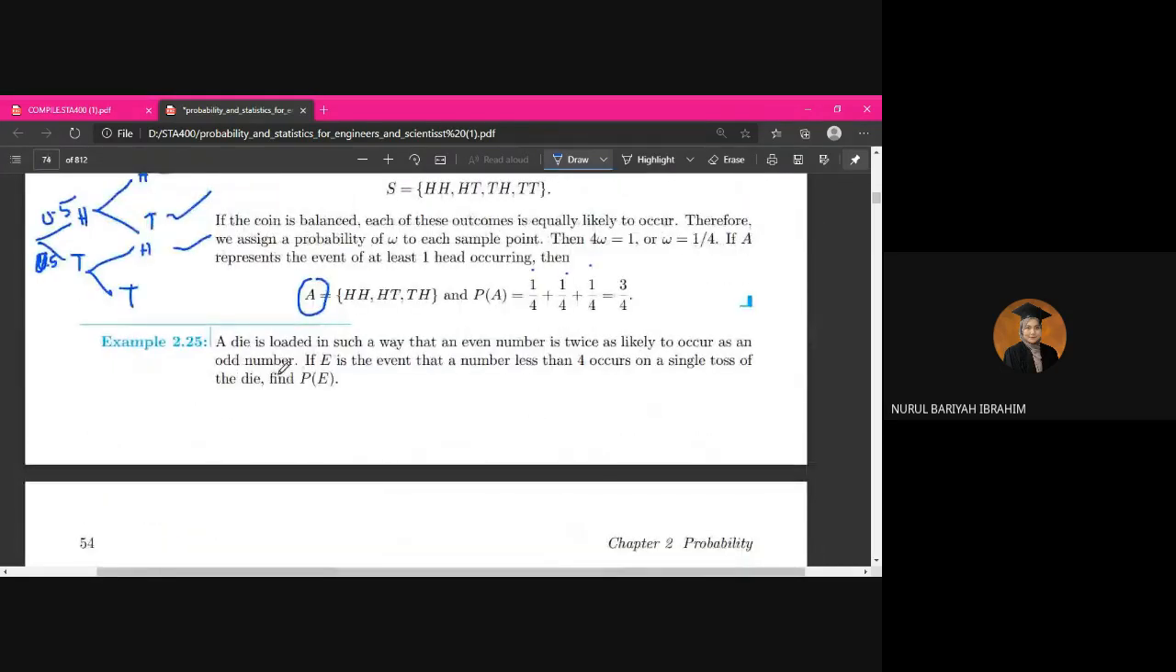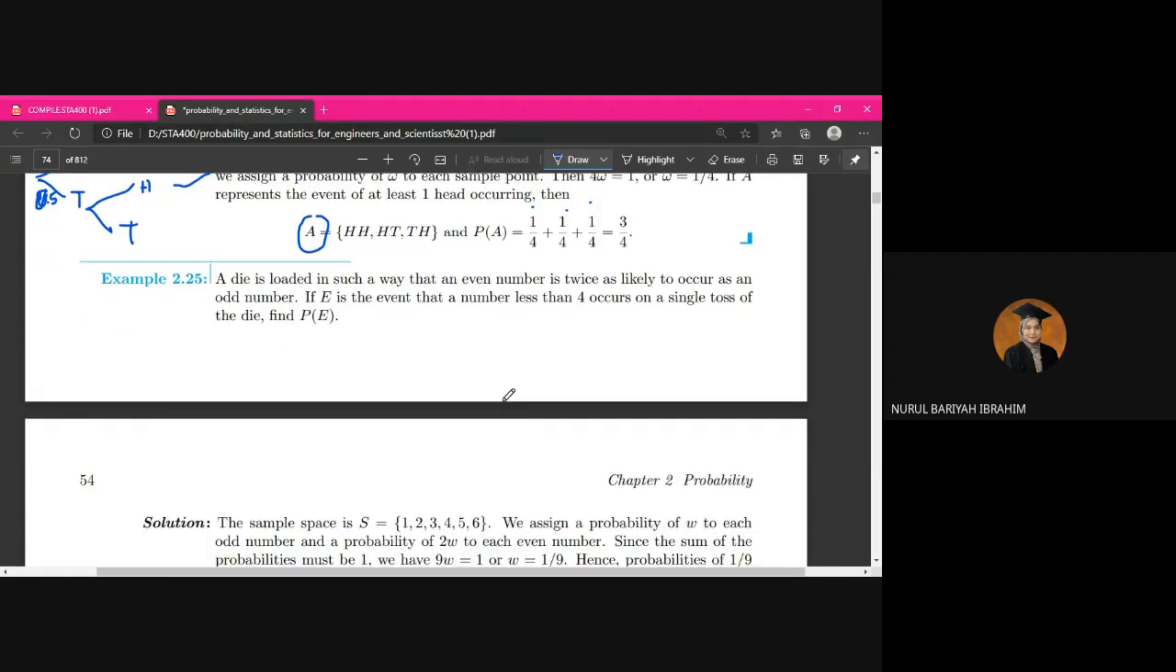Okay, for this next example: a die is loaded in such a way that an even number is twice as likely to occur as an odd number. Okay, a die is loaded. So if we toss the die, we will get a number: number 1, number 2, number 3, number 4, number 5, and number 6 when we toss a die.